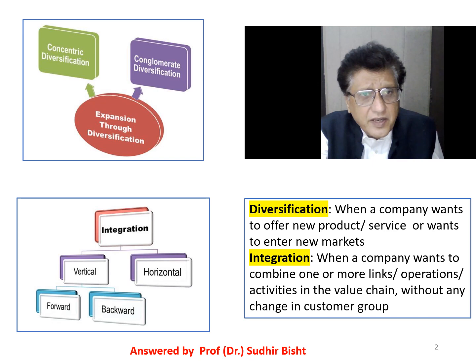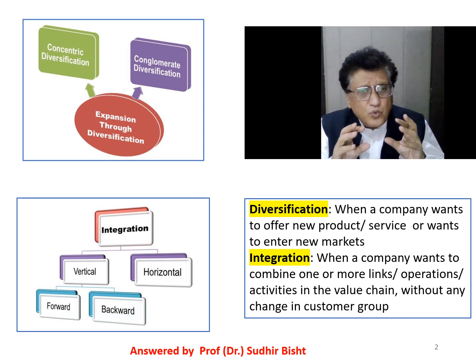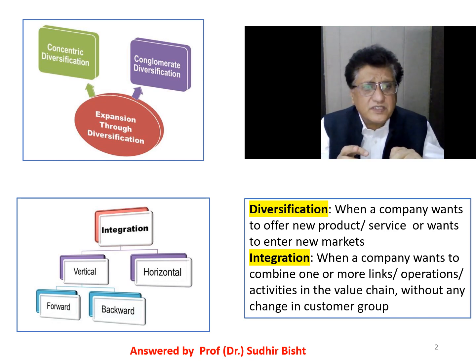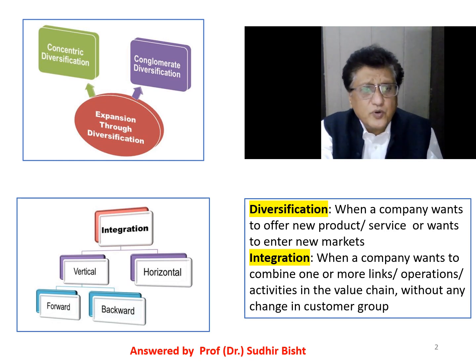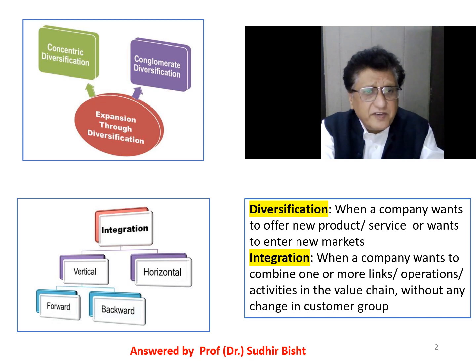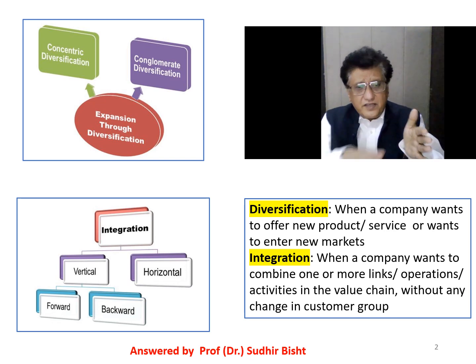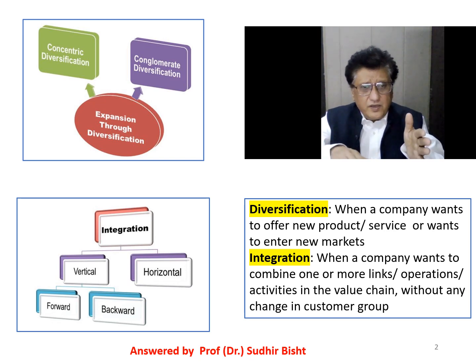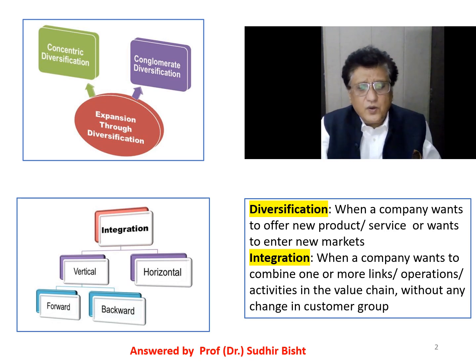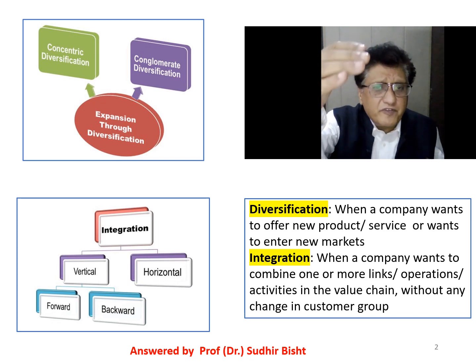So whenever a company combines one or more present operations of a business with no change in the customer group, or it acquires some part of the value chain which it does not have, it is called integration. There are two types of integration. One is vertical integration, and there is horizontal integration. Vertical integration is again of two types: forward and backward.